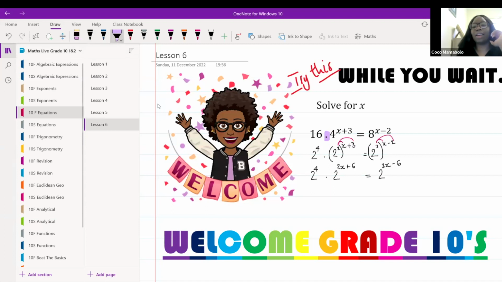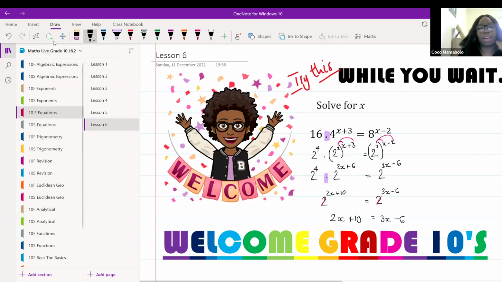Now on this side, I've got like bases being multiplied, so I'm going to keep the base and add my exponents. So I'm then going to get 2 to the power of 2x plus 6 plus 4, which gives us 2x plus 10, is equal to 2 to the power of 3x minus 6. And now that I have the same base on both sides, I can drop my bases and make my exponents equal to each other. I'm then going to get 2x plus 10 is equal to 3x minus 6.